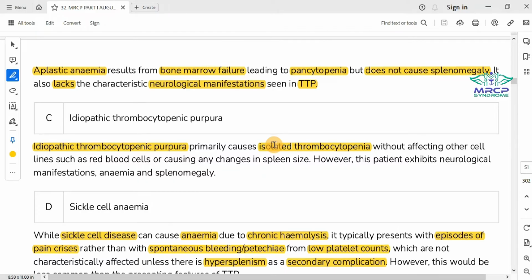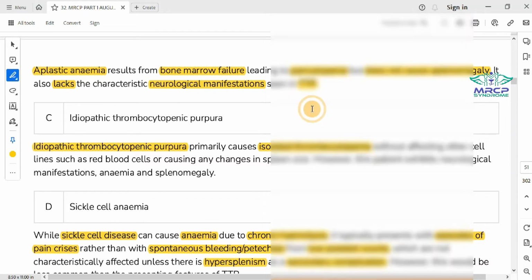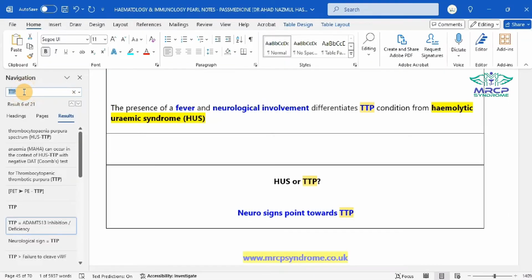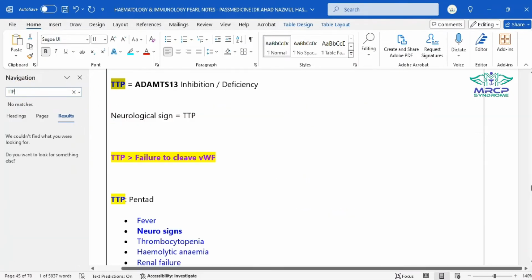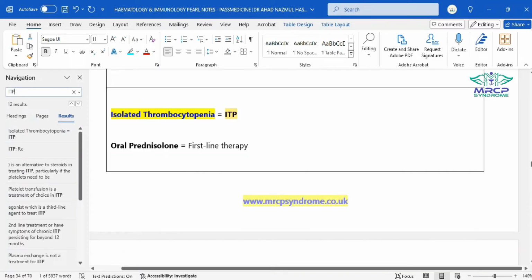How to treat a case of ITP? First line treatment, oral steroid, prednisolone. So we will go for oral prednisolone. And other treatments for ITP, second line or third line, something like this.